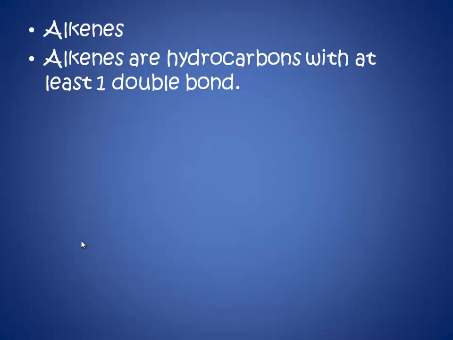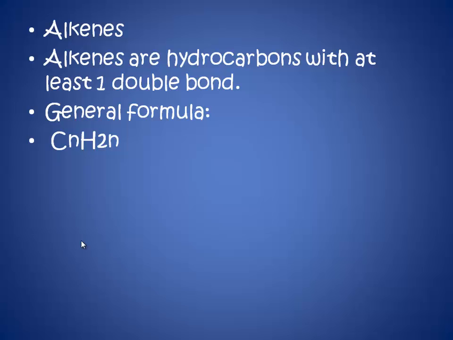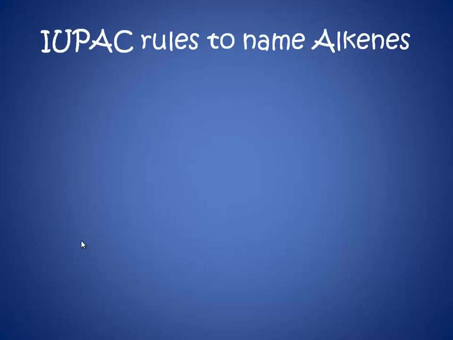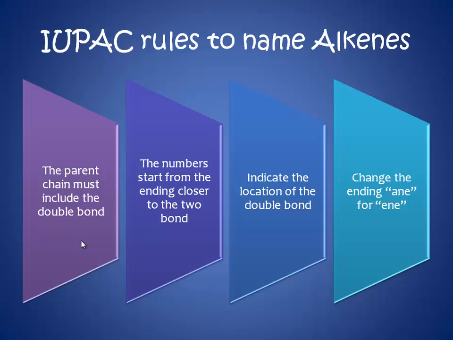The next topic, alkenes. Alkenes are hydrocarbons with at least one double bond. The general formula is this: CnH2n. The IUPAC rules to name alkenes: the parent chain must include the double bond. The numbers start from the ending closer to the double bond and indicate the location of the double bond. Change the ending "-ane" for "-ene".